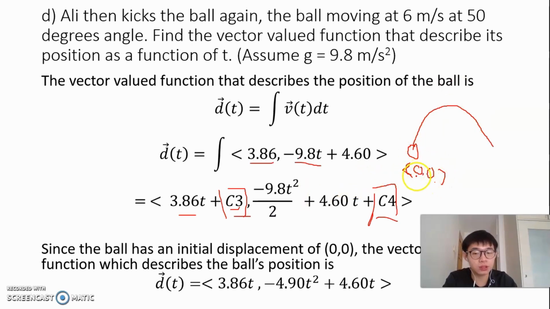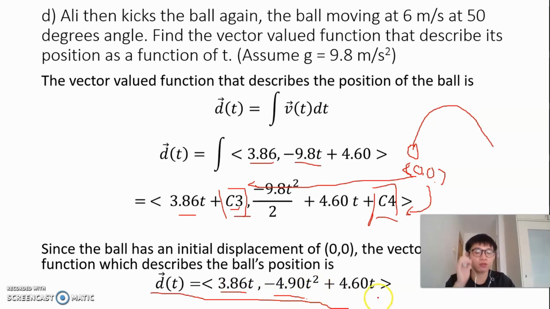So we're going to substitute 0 into c3 and 0 for the j component into c4. After the substitution, we'll get 3.86t for i, and negative 9.8 divided by 2, you get 4.90t squared plus 4.60t. So c4 is 0, so nothing here. Here's the final answer. The vector value function that describes the position of the ball is r(t) equals 3.86t for the i component and negative 4.90t squared plus 4.60t for the j component.